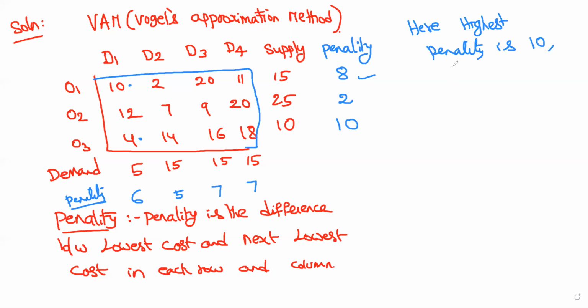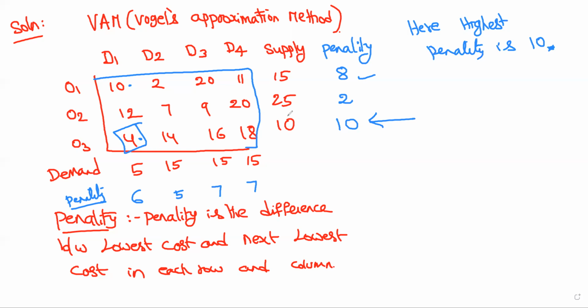Corresponding to that row or column, we have to find the least element. Here the highest penalty is 10, so in this row we have to see the least element. What is the least element here? 4. So you have to give preference to 4.